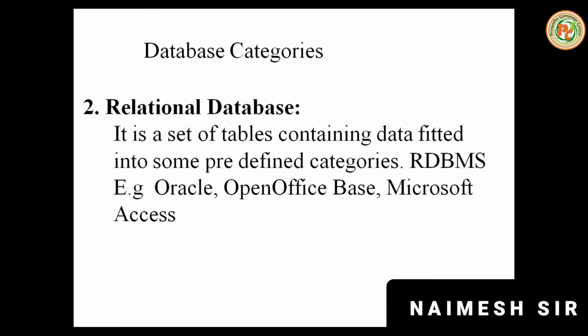Second, relational database. A relational database is a set of tables containing data fit into some predefined categories, like RDBMS, relational database management system. Some examples of relational databases are Oracle, OpenOffice Base, Microsoft Access. These are called relational databases, RDBMS.